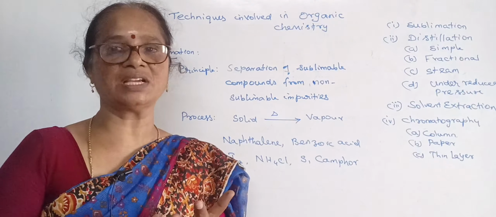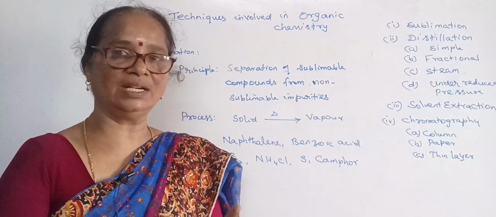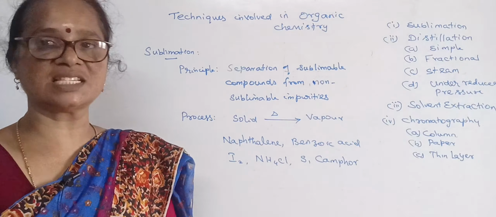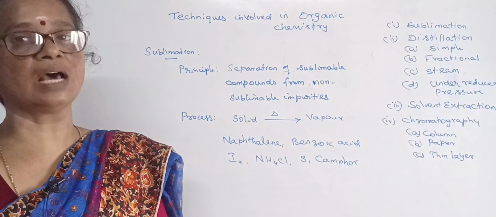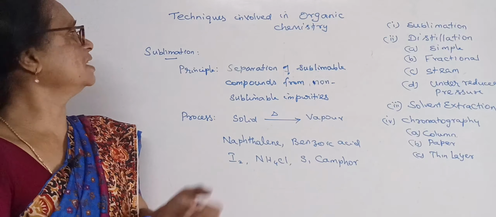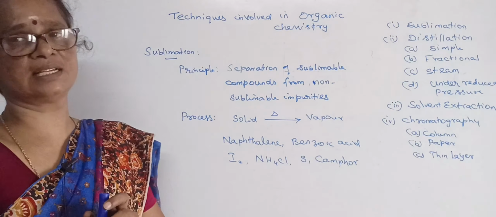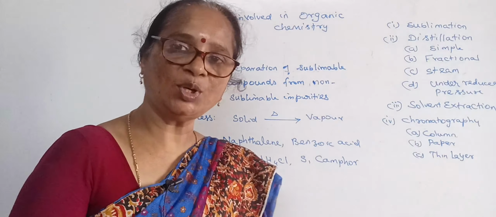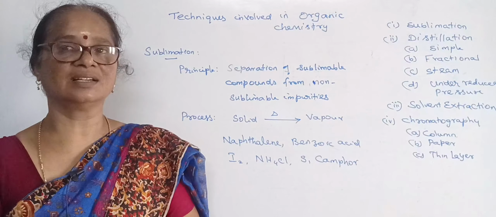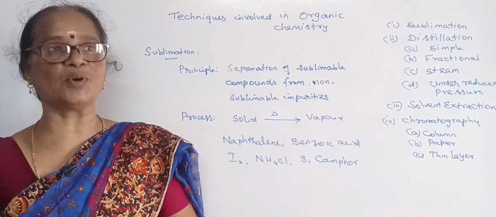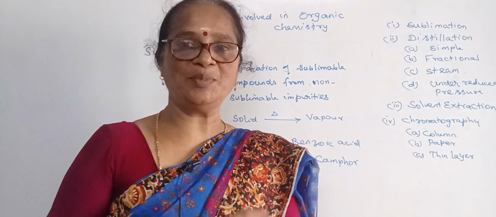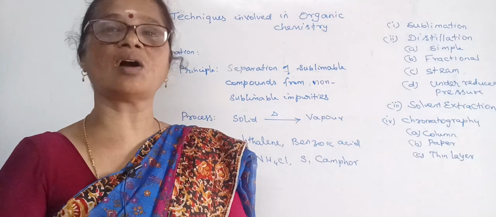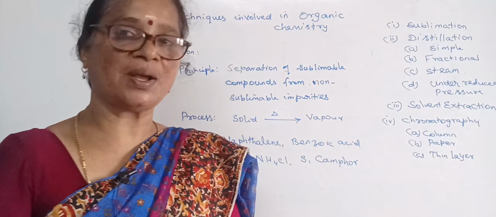One is the purification of organic compounds, the other one is detection of elements in the organic compound, and the third one is estimation of the elements in a given organic compound. Okay, the first one is the purification techniques. Why do we purify the compound? We have to purify the compound, otherwise the impurities present in the compound may interfere with its chemical properties and its general physical properties also. So the compound should always be free from impurities.